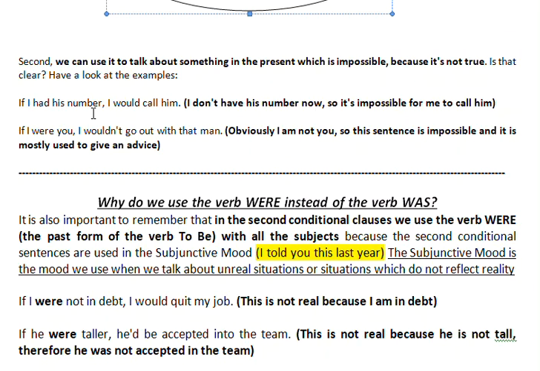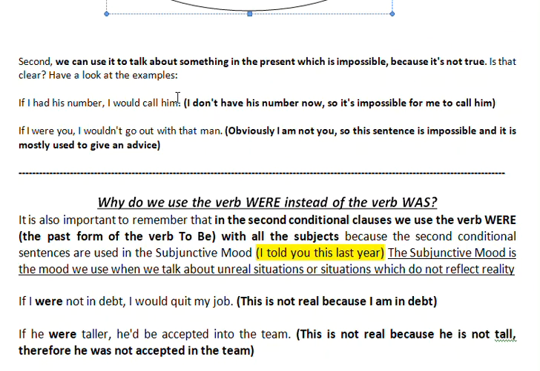If I had his number, I would call him. Si yo tuviese su número, yo lo llamaría. But this is not possible. I don't have his number now. No tengo su número ahora. So it's impossible for me to call him. Así que es imposible para mí llamarlo.